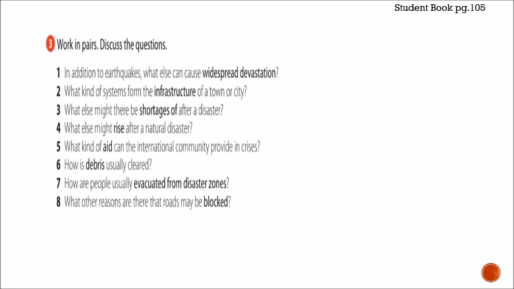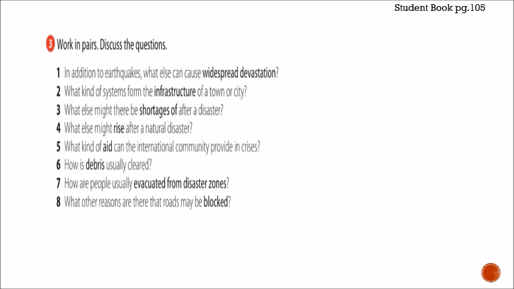Number 7, think about that. Number 7, how are people usually evacuated from disaster zones? So if there's floods, they get evacuated with helicopters, right? Maybe in some places I have also seen, I don't know if you guys remember Hurricane Katrina, people were evacuated with boats because the water was still there.